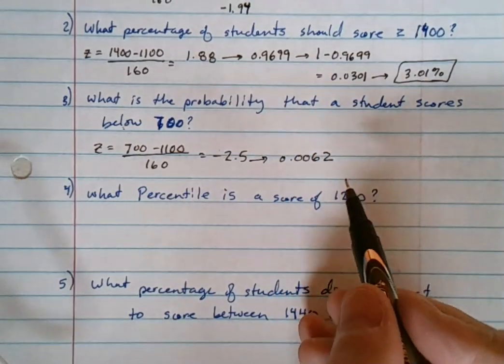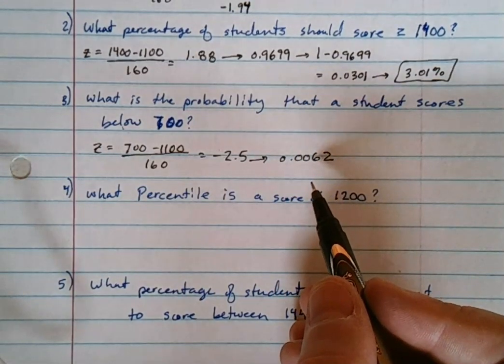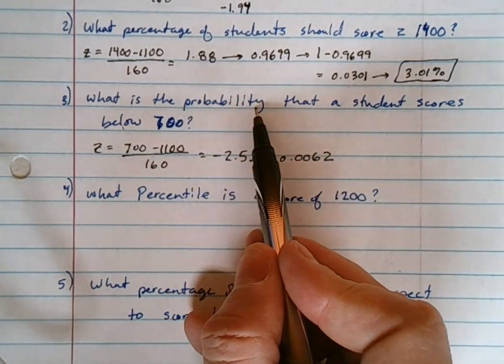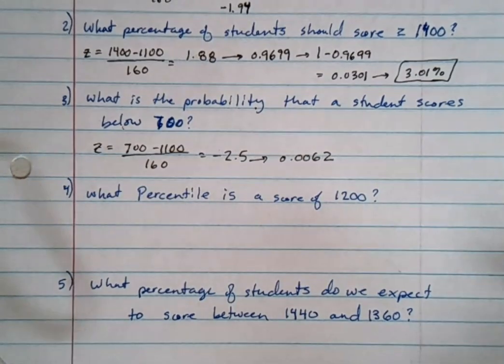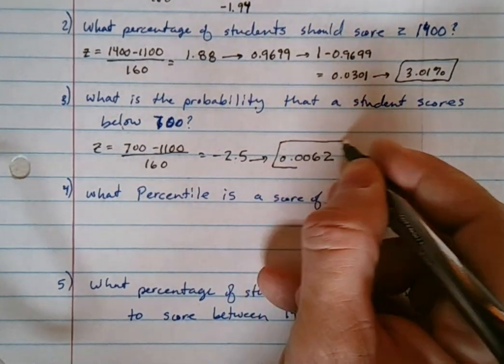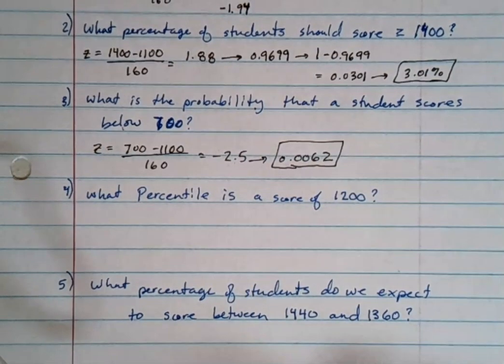0.0062. Now remember, the area under the curve is probability. So if I ask you a probability question about a normally distributed population, if you can read this table, that is the probability someone scores below 700 on this test.